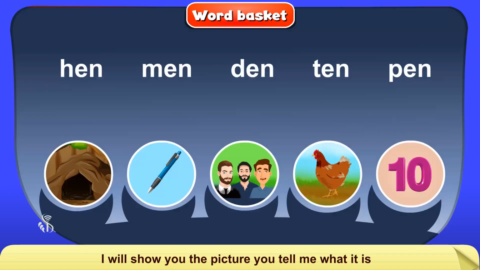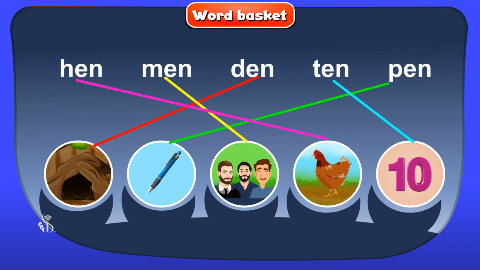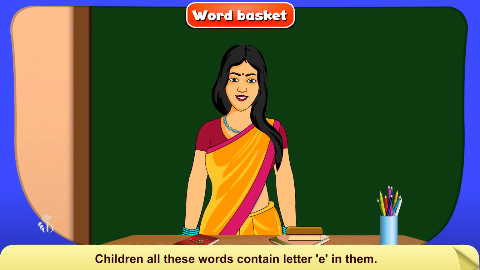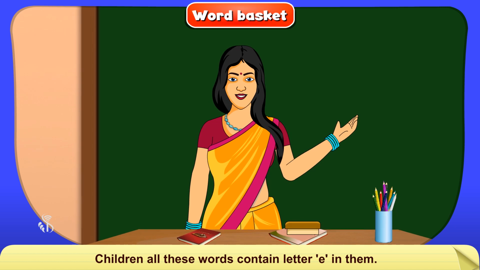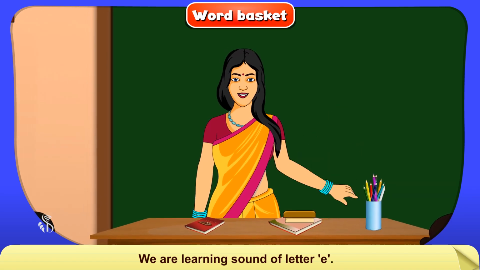I will show you the picture. You tell me what it is. Den, pen, men, hen, ten. Good. Children, all these words contain letter E in them. We are learning the sound of letter E.